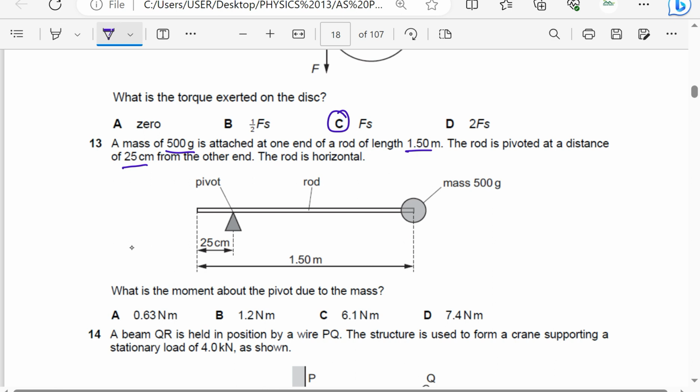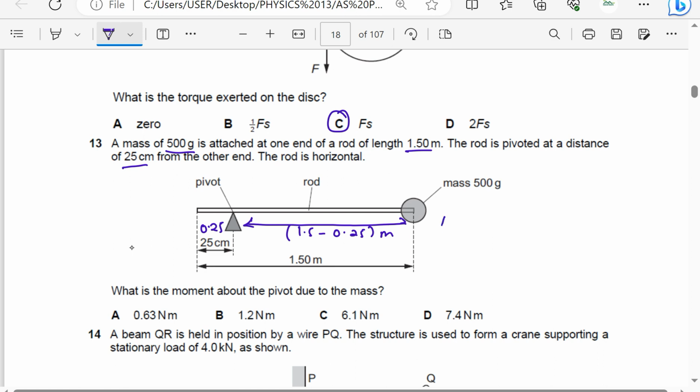So this is the pivot. We want the moment about the pivot due to this mass. We just need this perpendicular distance here, which will be 1.5 meters minus, I think this is 0.25. So this perpendicular distance is 1.5 minus 0.25 in meters.